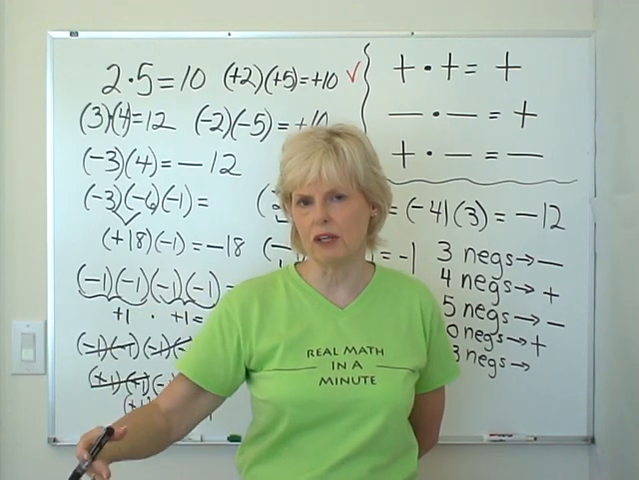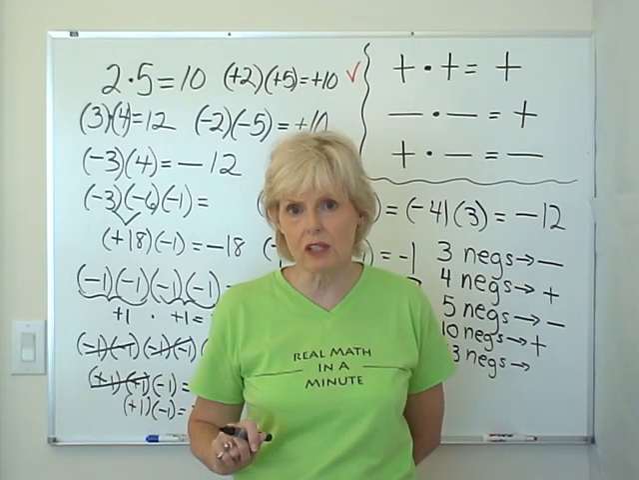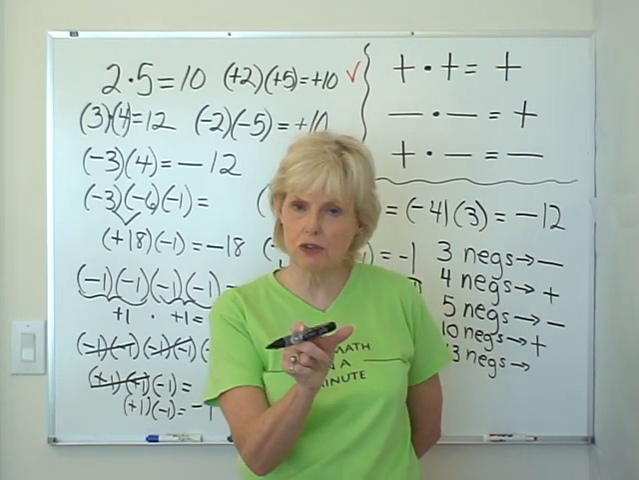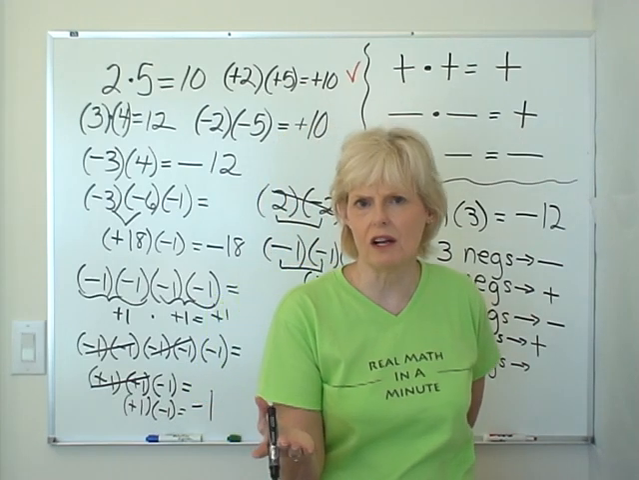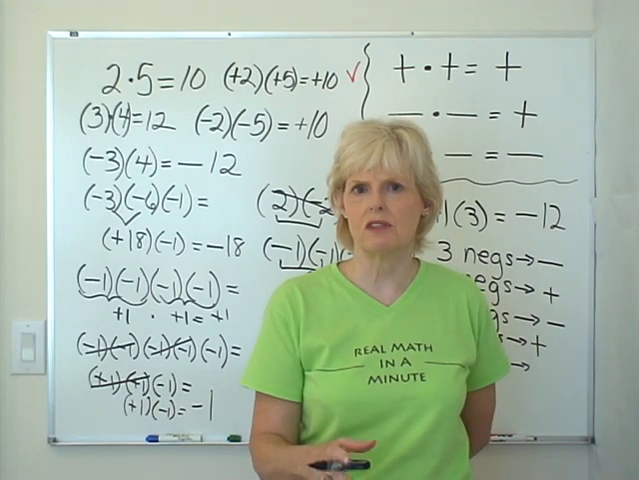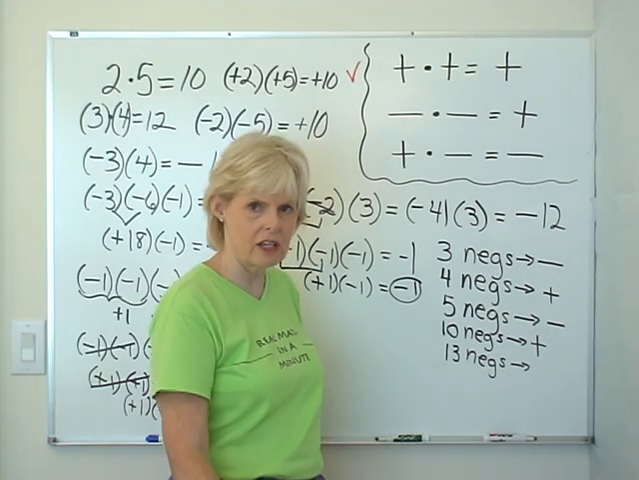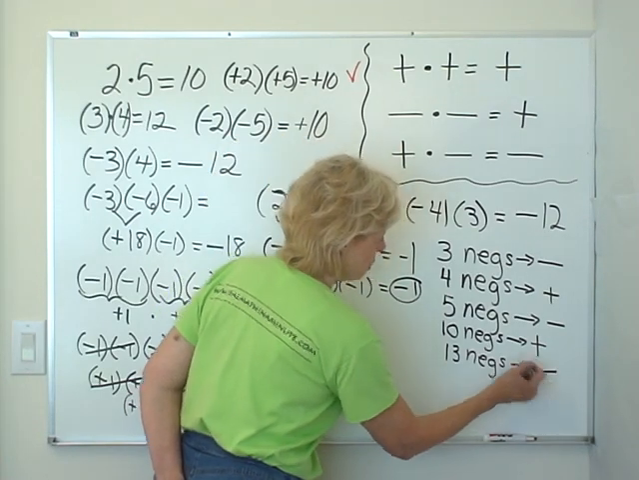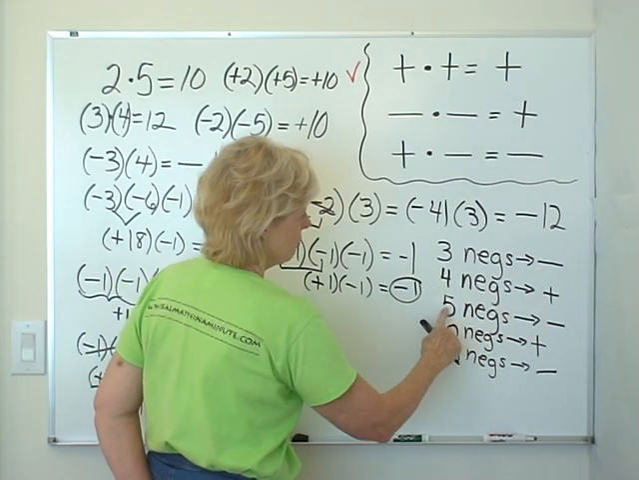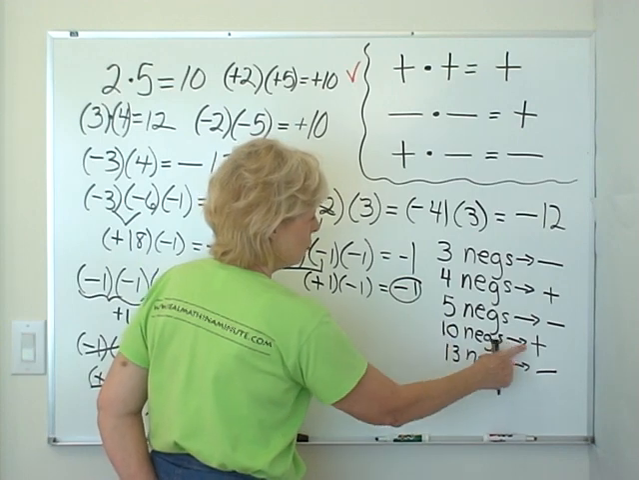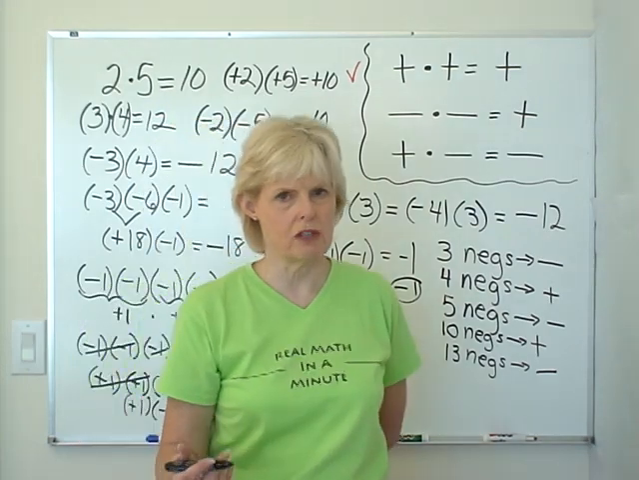So that means when you take out your pairs of negatives, your 2's, you'll always have 1 negative left. Because every 2 negatives turns into a positive. So every time you've got an odd number of negatives, you're going to end up with a negative. So if I had 13 negatives all multiplied together, I'm going to get a negative. So odd, negative, even, positive, odd, negative, even, positive, odd, negative. We're only talking about the number of signs that we have.